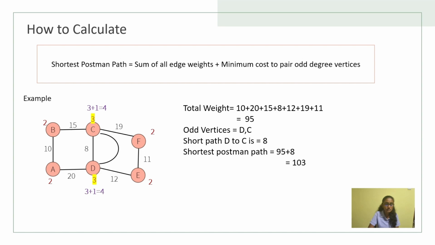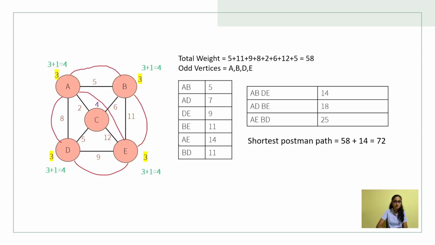A graph with two odd vertices is not Eulerian, so the postman must repeat some edges. To minimize repetition, we add the shortest path between the two odd vertices. The shortest path between C and D has a weight of 8. So we add this to the total weight, 95 plus 8. Therefore, the shortest distance the postman must walk is 103 units.